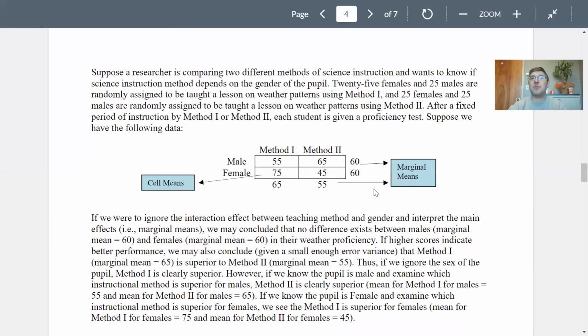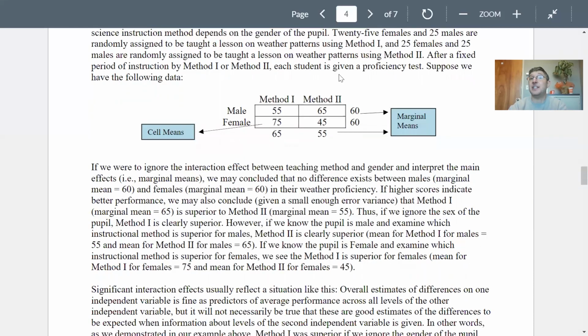So here's another example. Suppose a researcher is comparing two different methods of science instruction and wants to know if the science instruction depends on the gender of the student. So this is very similar to our example above. 25 females and 25 males are randomly assigned to be taught a lesson on weather patterns using method 1 or method 2. And then after a set amount of time, they're given a proficiency test on weather patterns. And suppose these are the data that are presented.